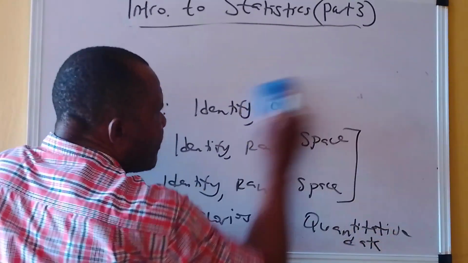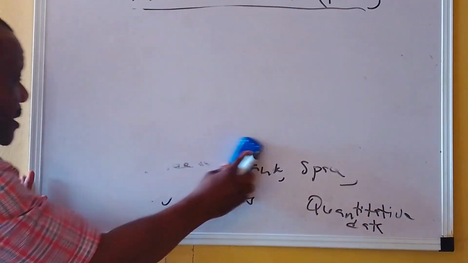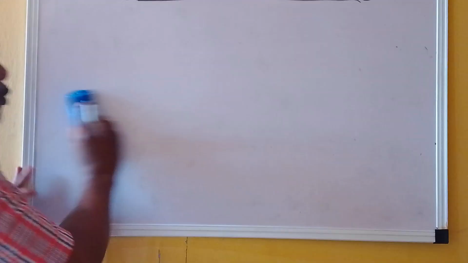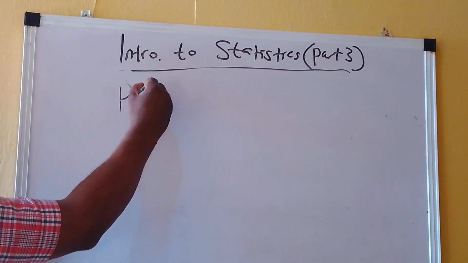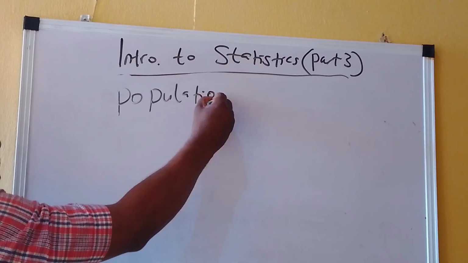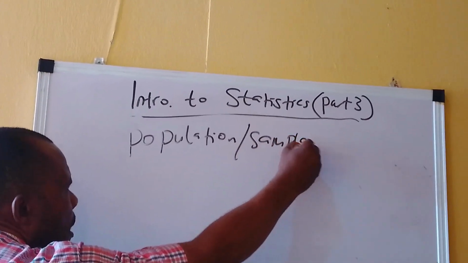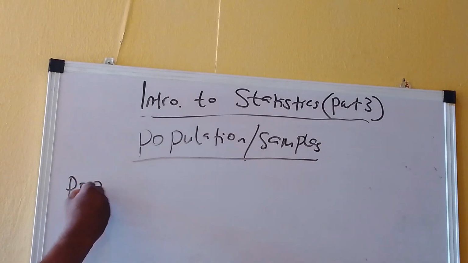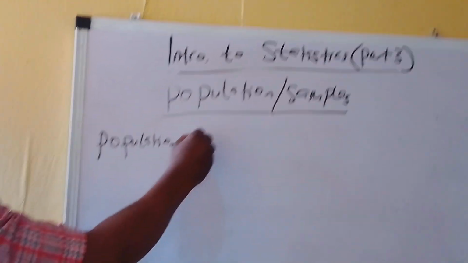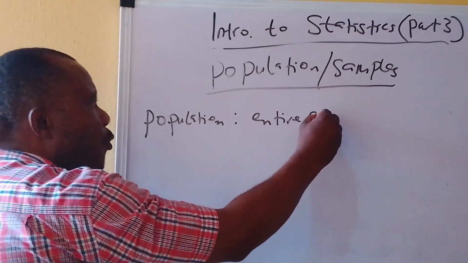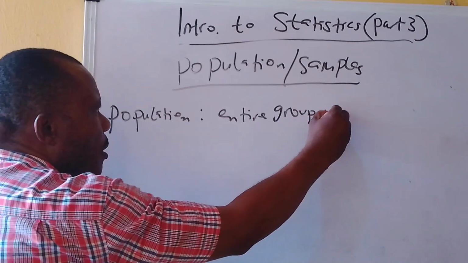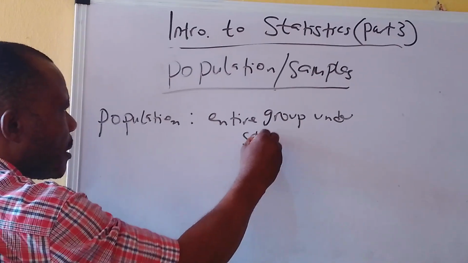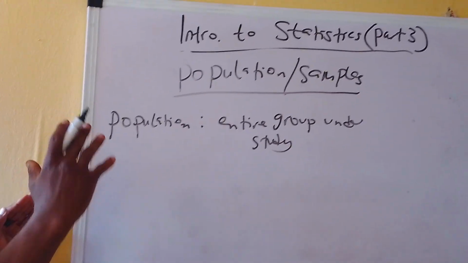Then, before I round up, I will go again to population and samples in statistics. You can't talk about statistics and not talk about population. You can't talk about statistics and not talk about samples. A population is the entire group under study. It represents the phenomenon that is under study.